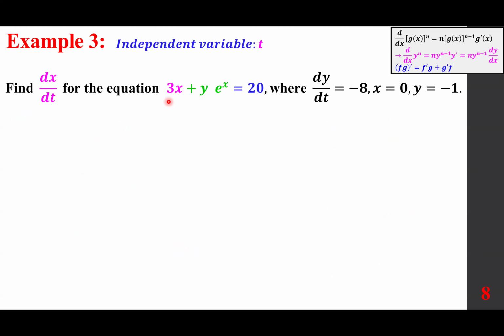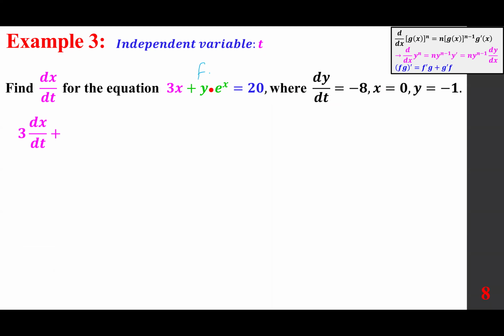Find dx/dt for the equation 3x plus y e to the power of x equals 20, where dy/dt is negative 8, x is 0, y is negative 1. Again, the independent variable is t. So this gives us 3 dx/dt. This one is the product of y and e to the power of x. We put a raised dot in between.